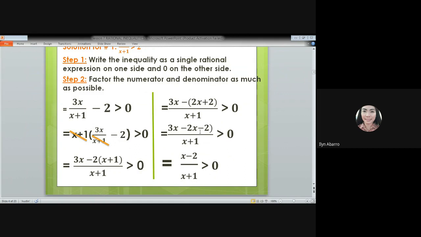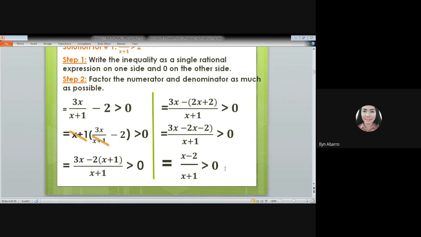3x minus 2x minus 2 over x plus 1 is greater than 0. You combine the similar terms, that is 3x minus 2x is equal to x. Bring down negative 2 over x plus 1 is greater than 0. So we satisfy step 1 now. We have here the single rational expression on one side of the inequality and on the other side is 0.